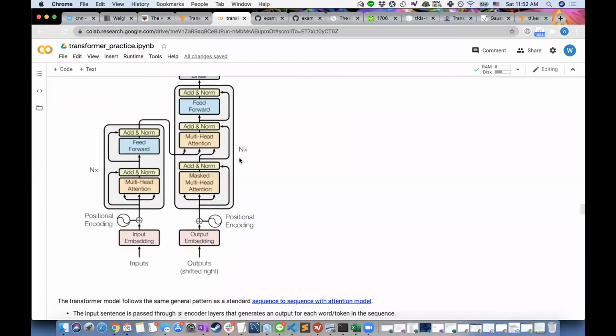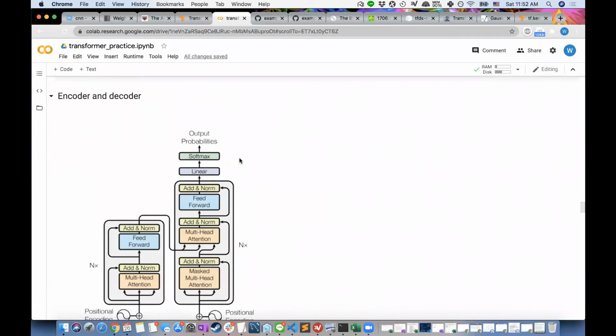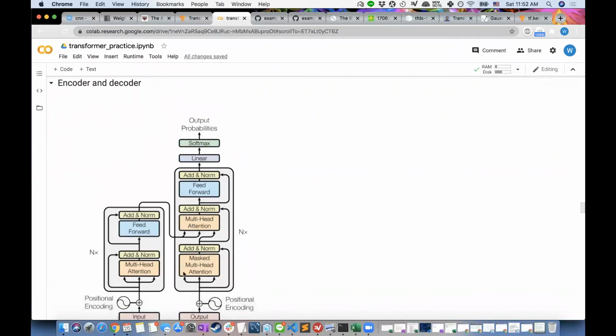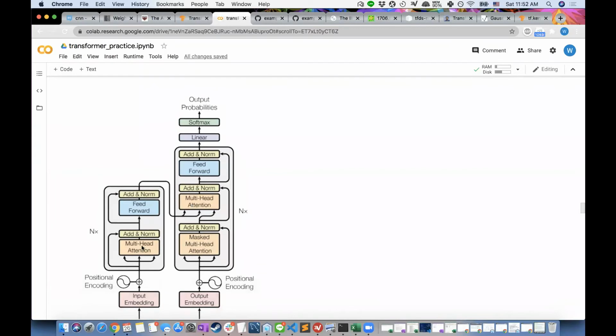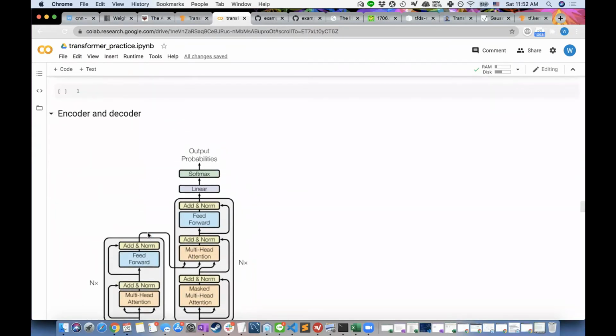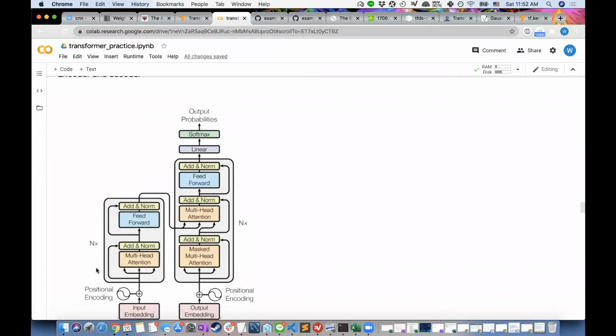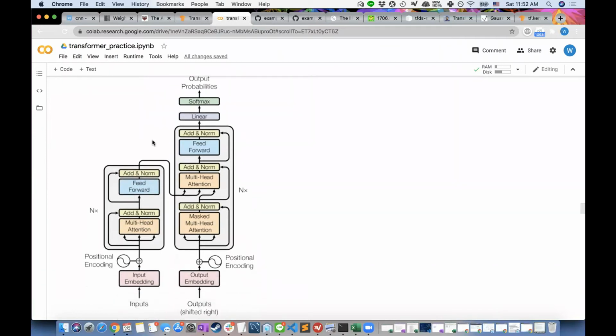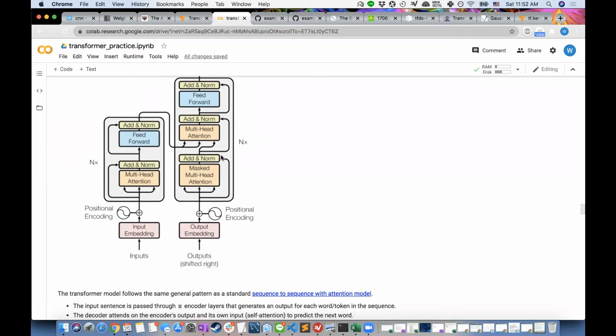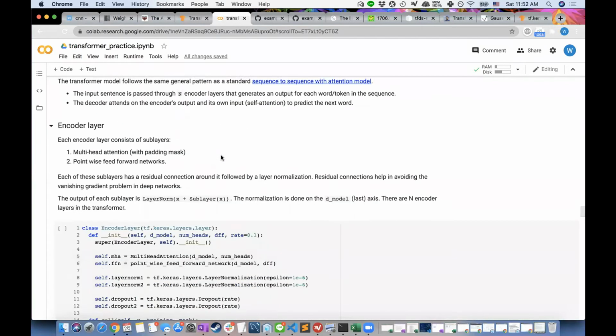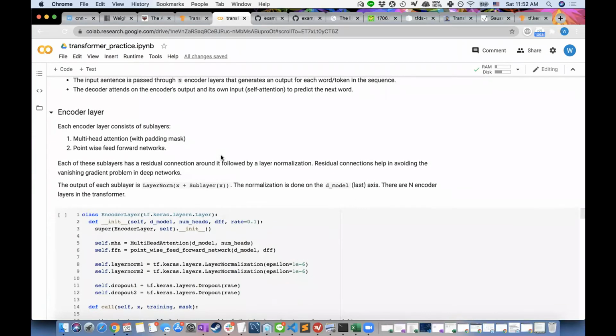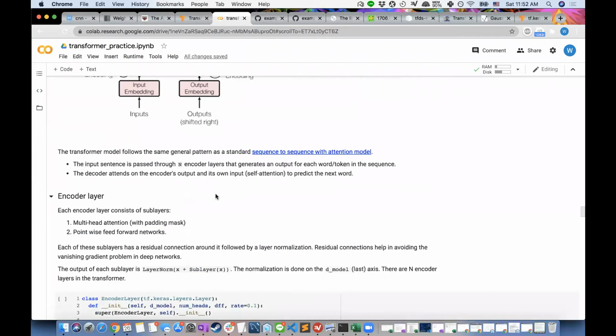Okay, so now we have the sublayers, right? These are feed-forward and multi-head attention. Now we have to code the entire encoder and the entire decoder with each sublayer incorporated.